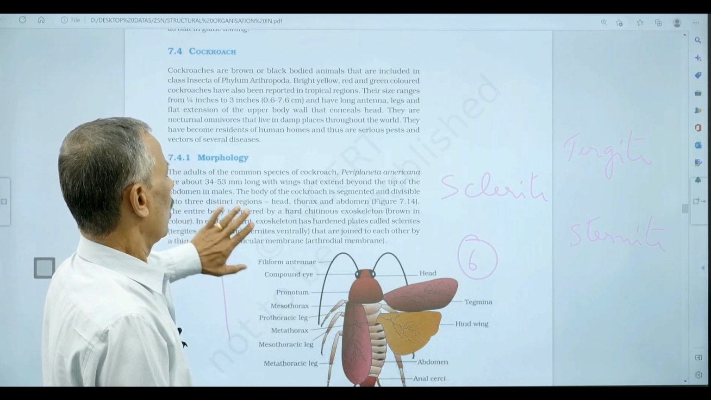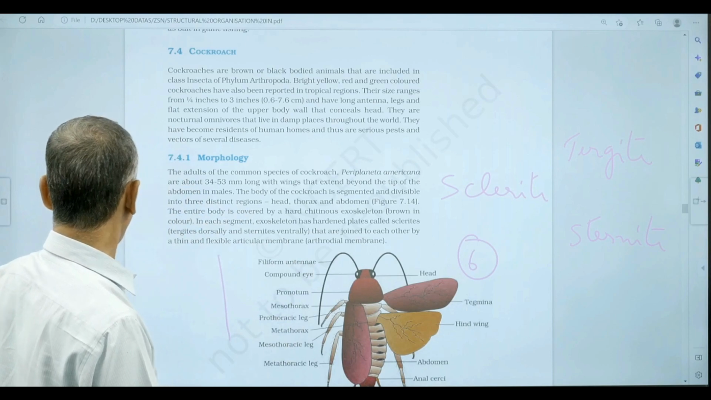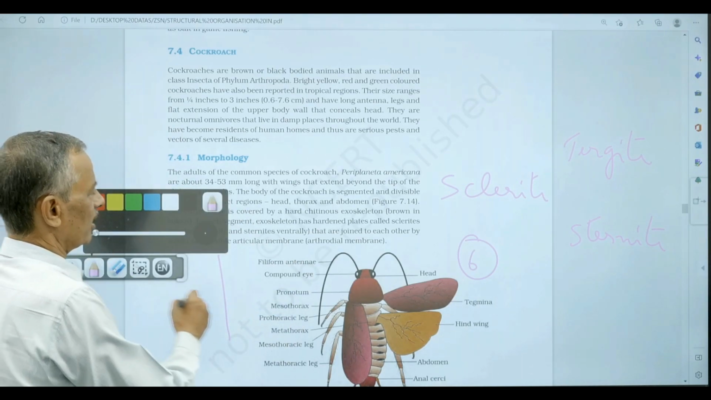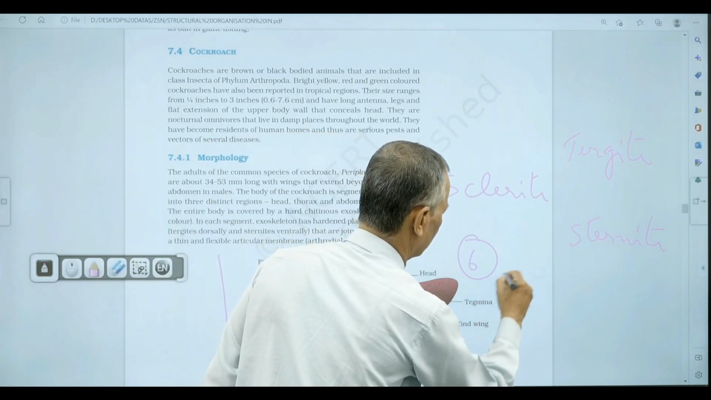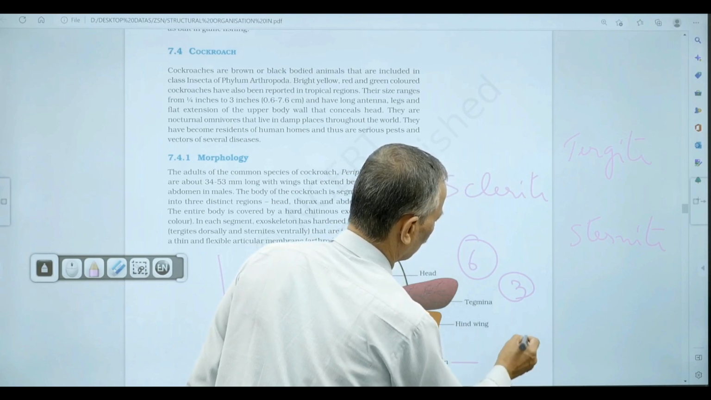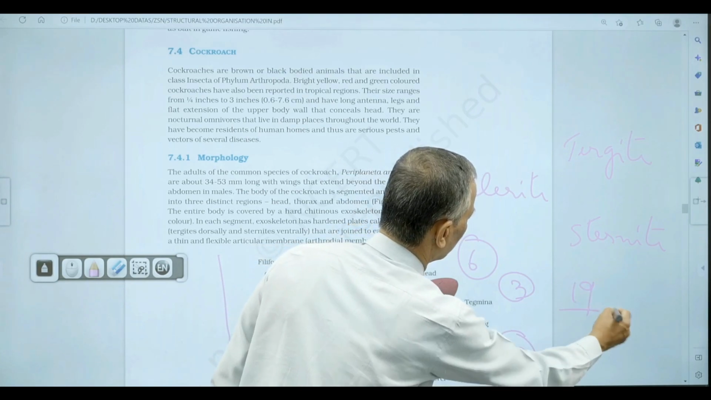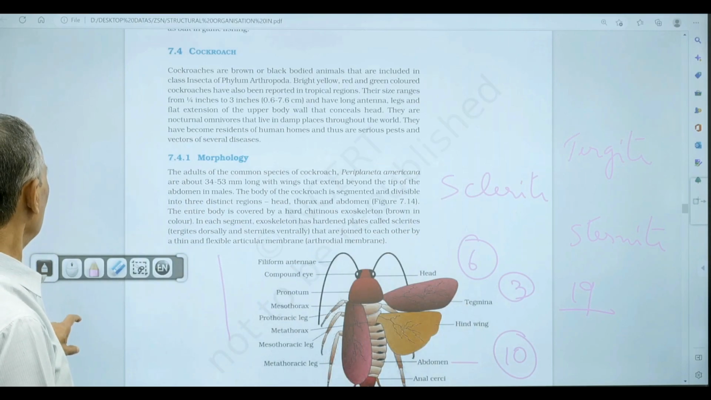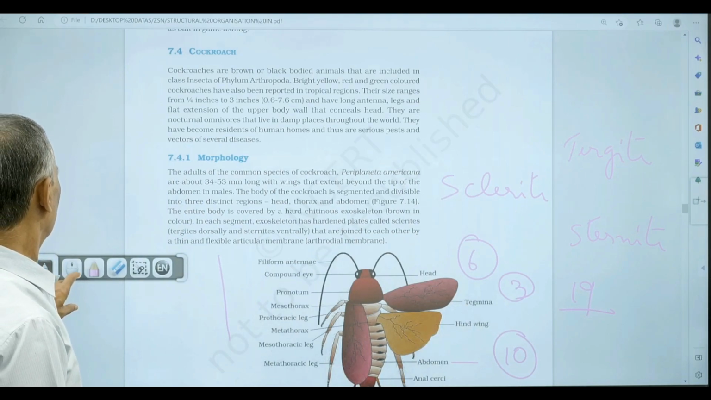Now, the thorax is made up of 3 segments, which we can see clearly. Here in thorax, we are having 3 segments. Abdomen is made up of 10 segments. So a total of 19 segments are present in the body of cockroach. Now let us go to the details of that.